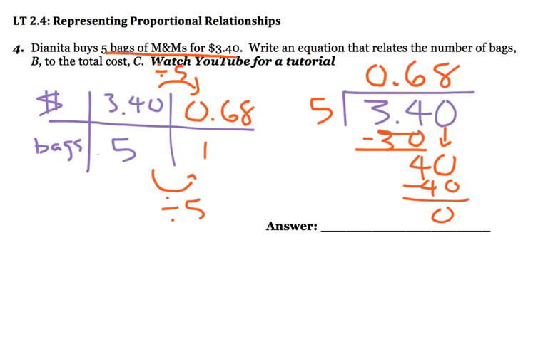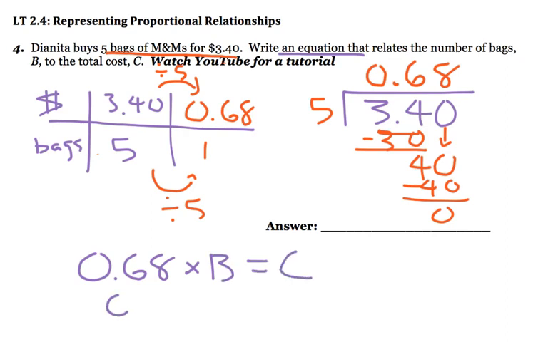And remember, I'm finding this so I can write an equation. So now that I know the unit rate, which is the same as the constant of proportionality, I can take 68 cents, multiply it by the number of bags, and it will always equal the cost. And the more high school way you might see it will be without the multiplication sign, and you just have to know that it's invisible and we're still multiplying. So that's how you solve these types of problems.